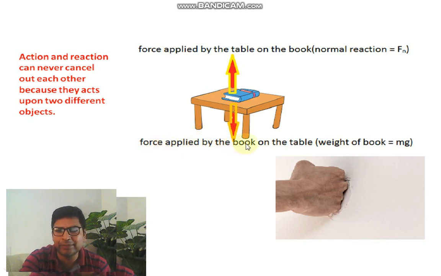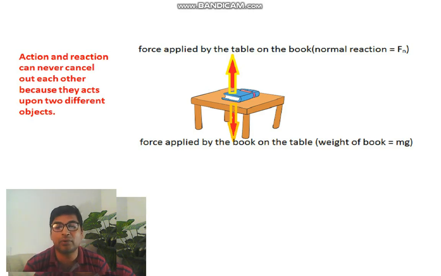Downward force is the force applied by the book on the table, meaning the weight of the book. One force is being applied by the book on the table, and in reaction, the table applies an equal and opposite force on the book. The upward force applied by the table on the book is the normal reaction of the surface. So these two forces, up and down, are equal in magnitude and opposite in direction because they are action and reaction.